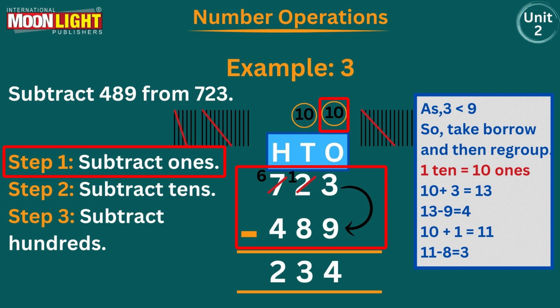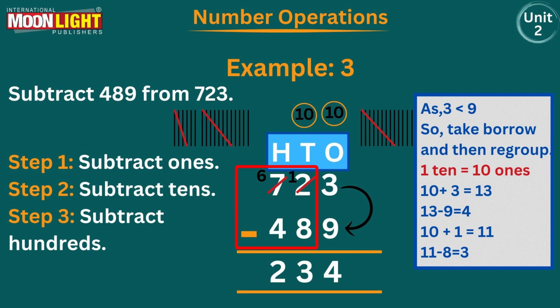13 minus 9 means that I am going to draw 13 lines and then cut 9 lines. How many lines remaining? You can check. Yes, 1, 2, 3, 4. So I will write the number 4 here at ones place. Now the second step is subtract tens. For that, I need to do one thing. You can check the number 1 is here. Yes, 1 minus 8 is not possible.